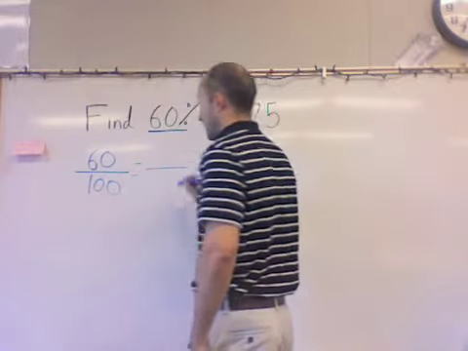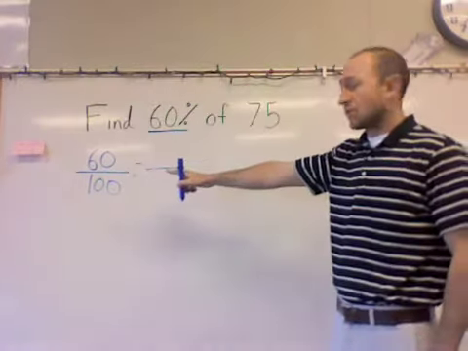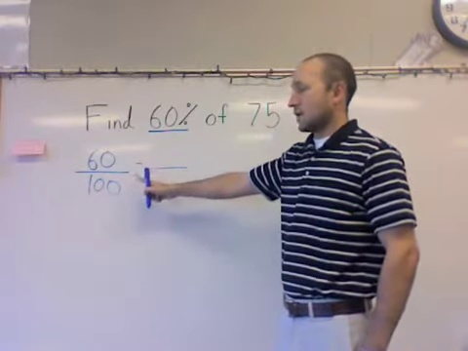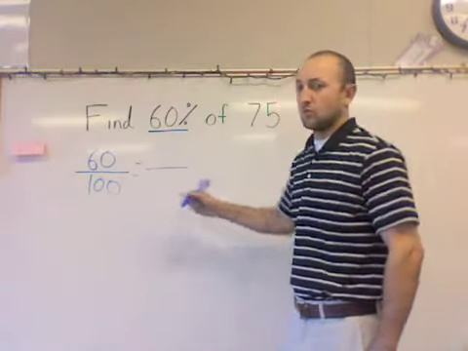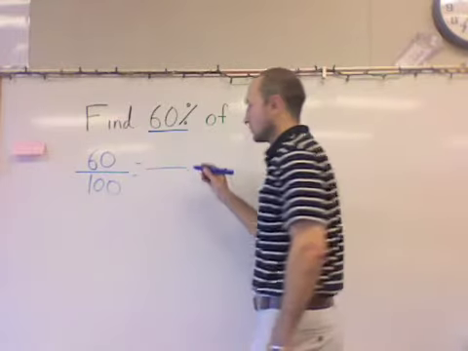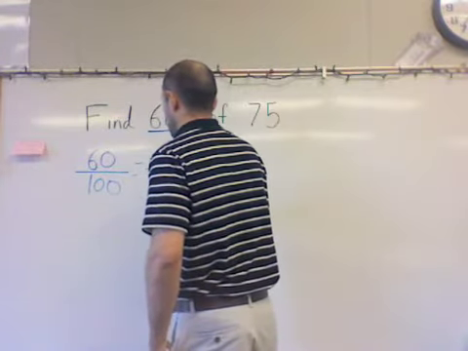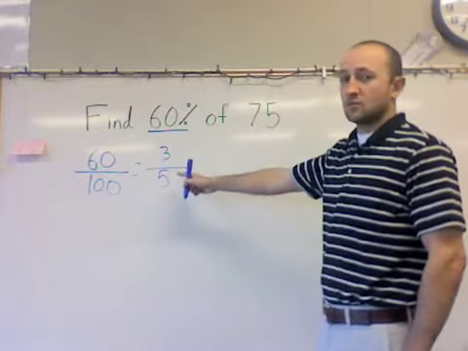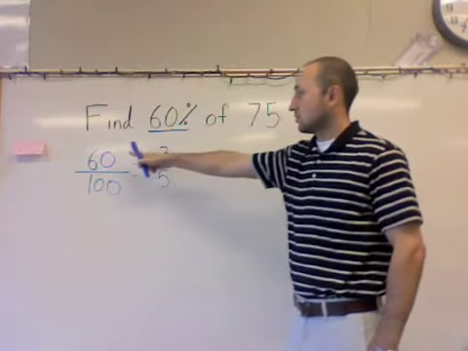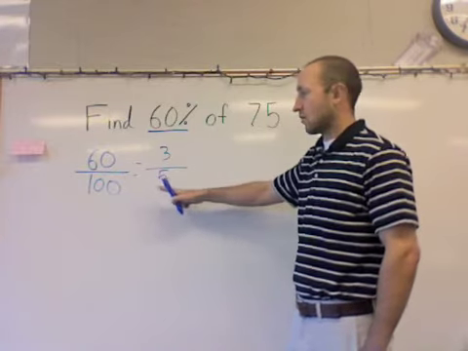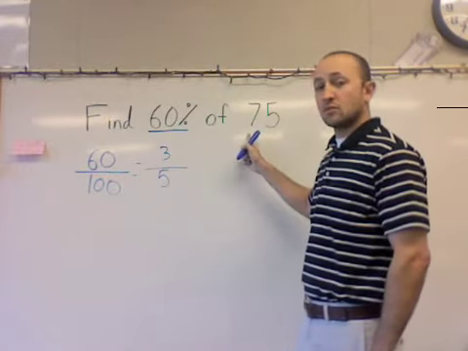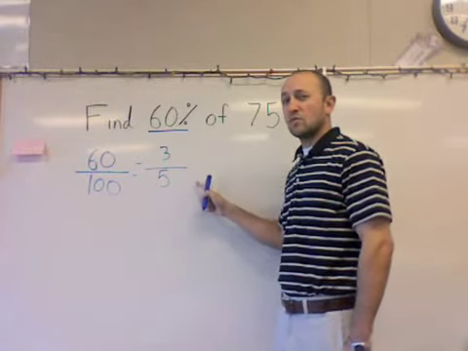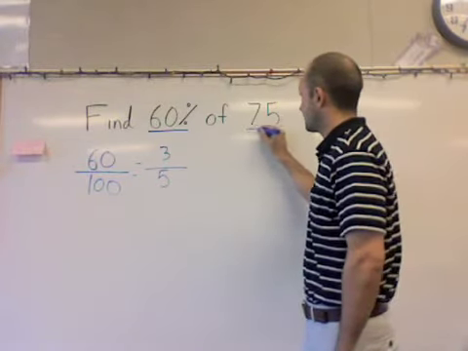The next step for us will be to simplify this if we can. Can I simplify 60 over 100? I can. I'm thinking that 20 will go into both of them. 20 will go into 60 3 times, and it will go into 100 5 times. So our percentage is written down as a fraction. Our fraction was simplified. Now this is where the 75 is going to come in, because I'm going to multiply this new simplified fraction by 75.